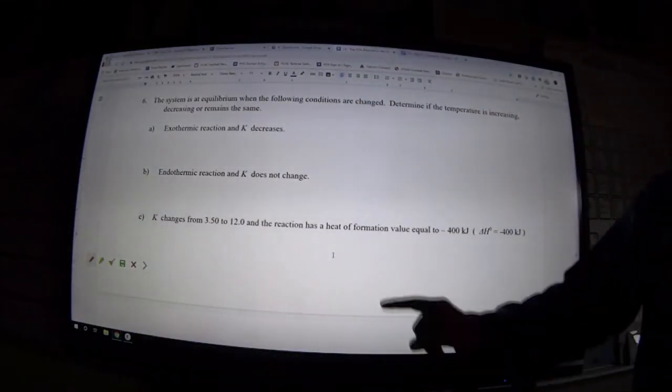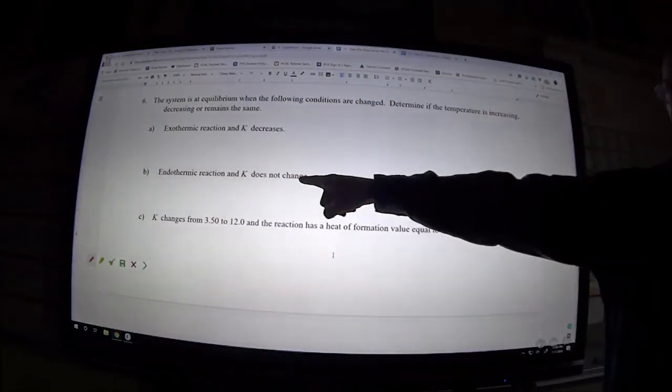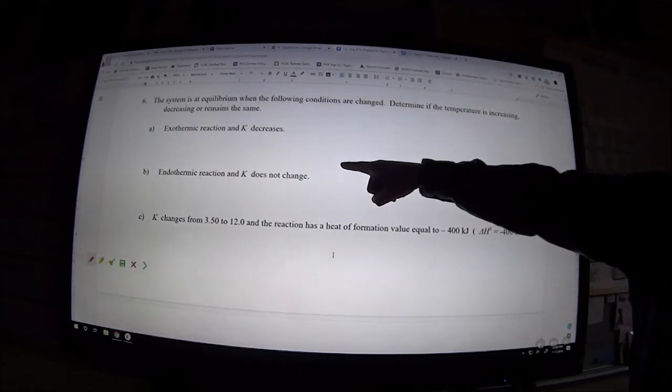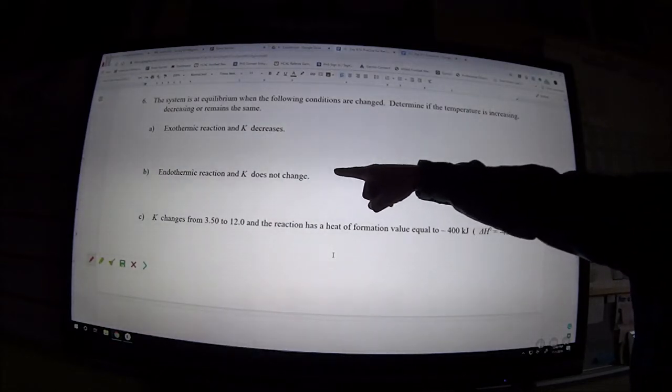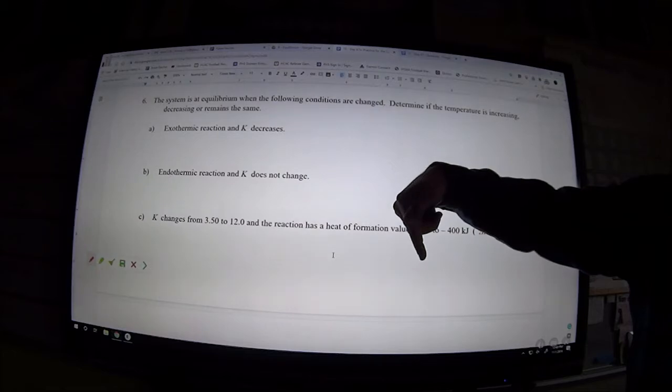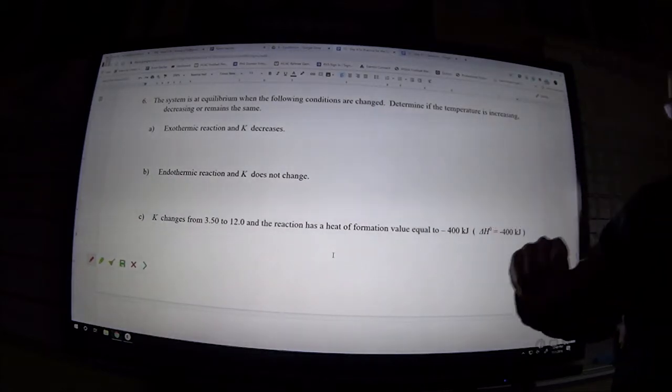Let's look at B. No change. Endothermic and K does not change. So the temperature doesn't change? Nope. Because when the temperature changes, K changes. Very good. Every time.